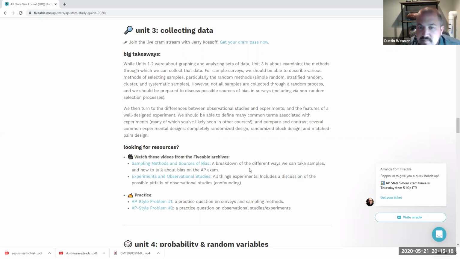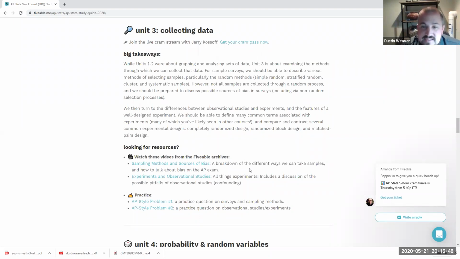We should be able to define many common terms associated with experiments. A lot of those you've probably seen in other courses and in science as well, and compare and contrast several common experimental designs. So a completely randomized design is one that you're typical of seeing. It's where you have volunteers, you randomly assign them to one of the 2 treatments, you give them the 2 treatments, and then you compare their results.